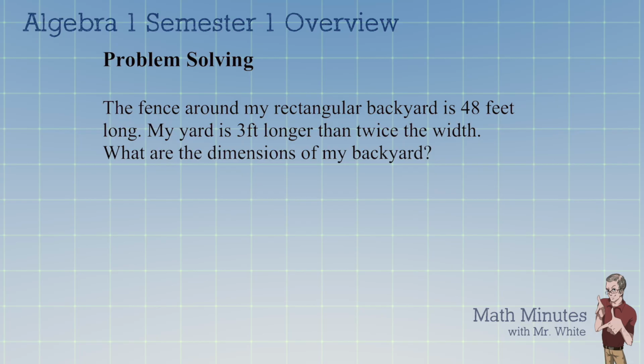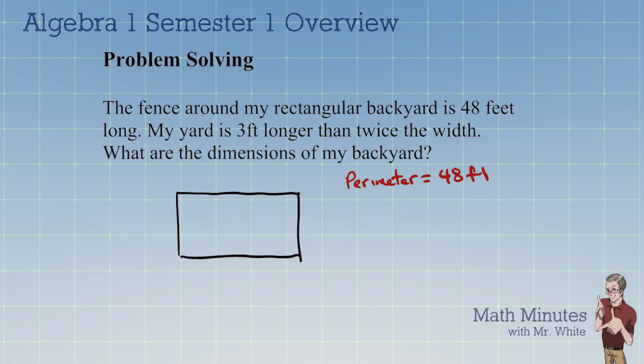So let's start drawing a picture. Here's my rectangular fence. All right, all the way around this is 48. If we add it all up, that's called perimeter. So the perimeter equals 48 feet. I like to summarize the information as much as I can, right?